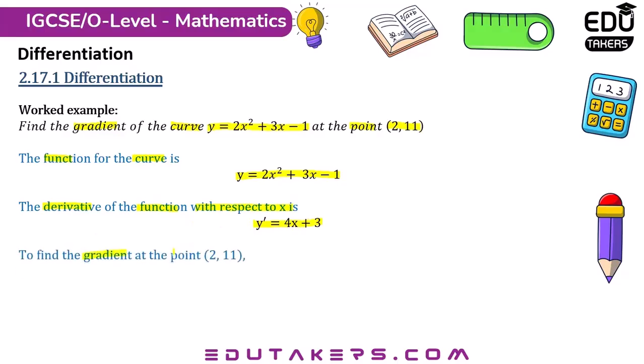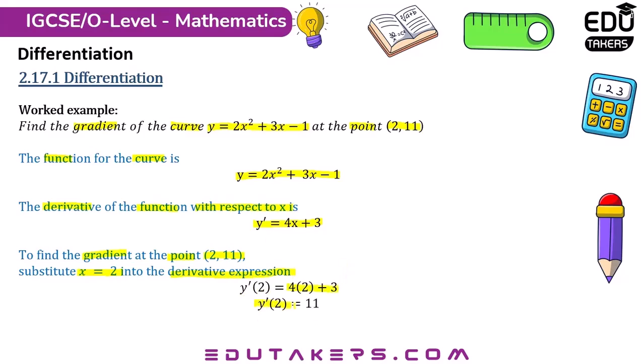To find the gradient at the point (2, 11), substitute x equal to 2 into the derivative expression. So y prime of 2 equals 4 times 2 plus 3. So y prime of 2 is equal to 11. So the gradient of the curve at the point (2, 11) is 11.